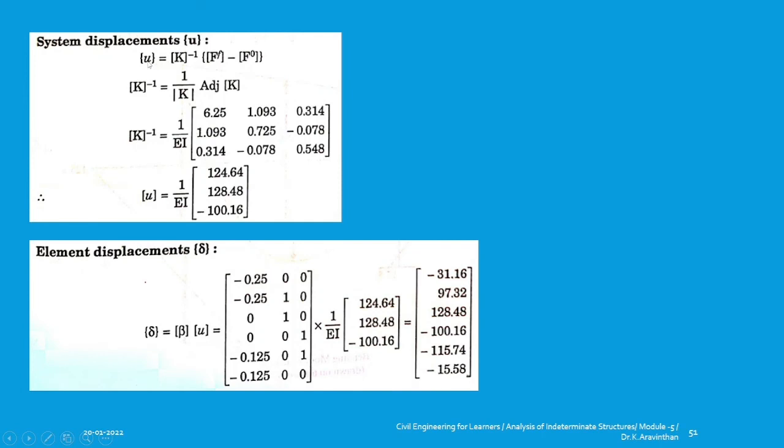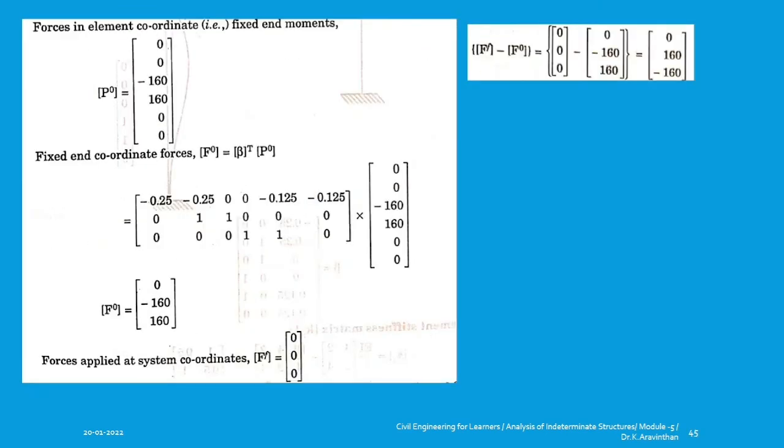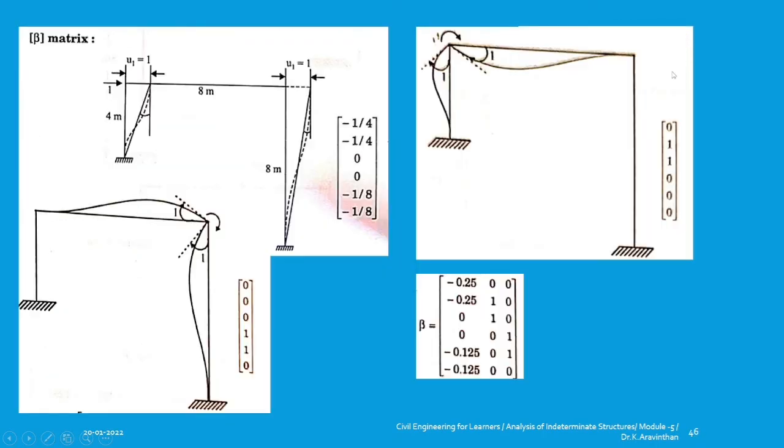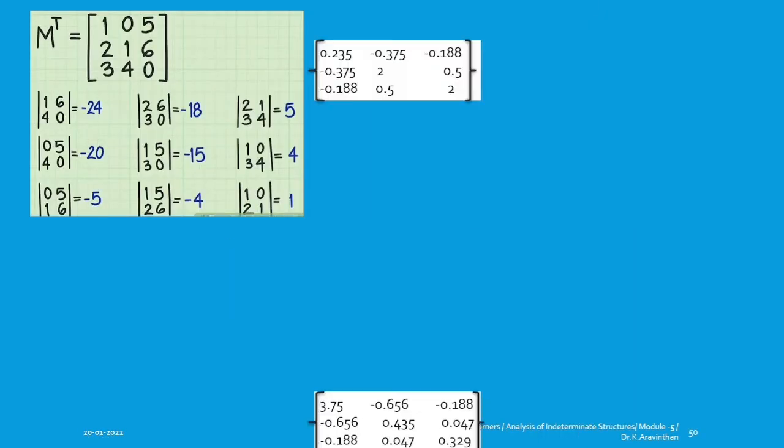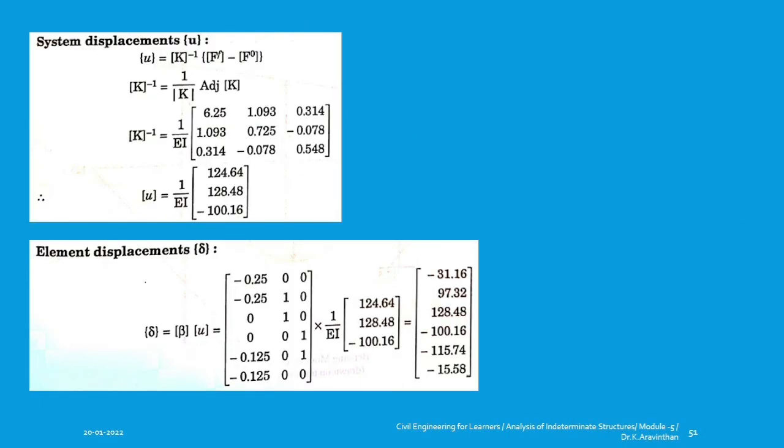So now you have to find system displacement U equal to K inverse F of F minus F naught. This value you have already found out here. You have found F of F minus F naught as 0, 160 and minus 160. So the same value you have to take. You have to multiply by the F of F, 0, 160, minus 160. So first row into that column. If you have done that, you will be getting U equal to 1 by EI into this answer.